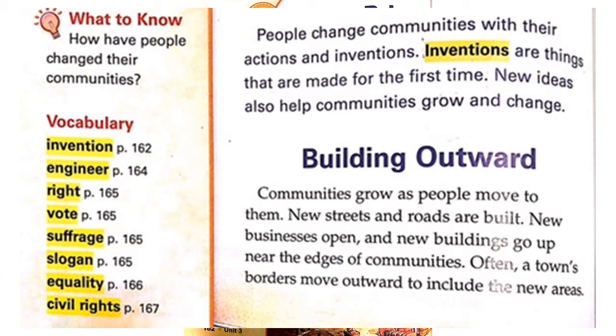People change communities with their actions and inventions. Inventions are things that are made for the first time. New ideas also help communities grow and change. So in this paragraph, we've learned that people bring about changes in a community, and inventions are things that are made for the first time.